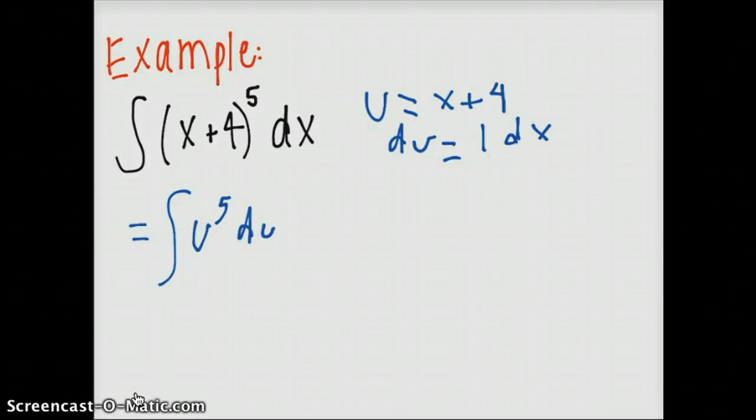This integral can now be solved by using rules of antiderivatives that give u to the 6th over 6 plus c. And after this, we substitute u in and end up with the quantity x plus 4 to the 6th over 6 plus c.